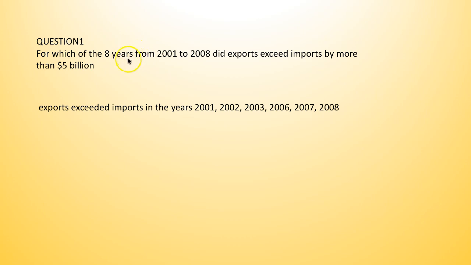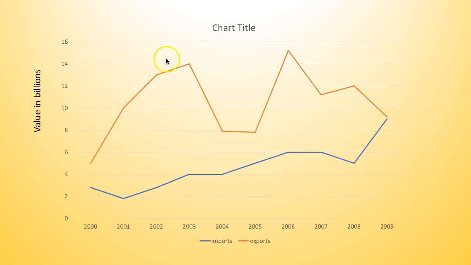For which of the 8 years from 2001 to 2008 did exports exceed imports by more than $5 billion? If you look at 2001, the imports is 2, exports is more than 10. So it is exceeding more in 2001. 2002 it is 3 and the exports is around 13, which is again more than 5 billion. 2003 it is 4 and export is 14, which is again more than $5 billion.